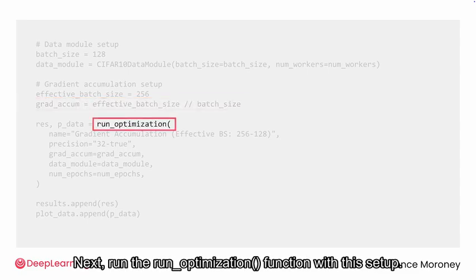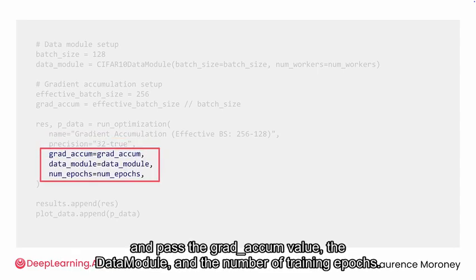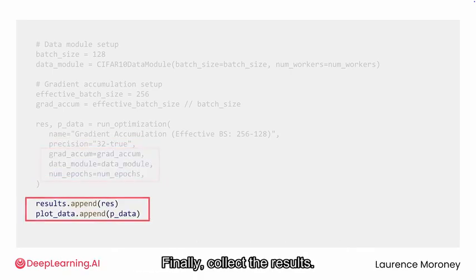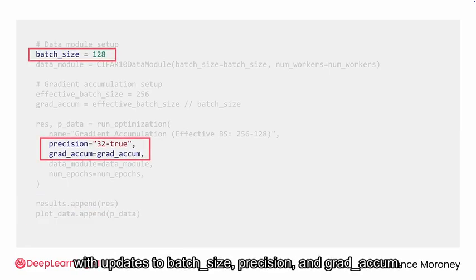Next, run the run optimization function with this setup. Set the precision to 32 true for standard 32-bit precision, and pass the grad accum value, the data module, and the number of training epochs. Finally, collect the results. Other configurations follow the same structure with updates to the batch size, precision, and grad accum.